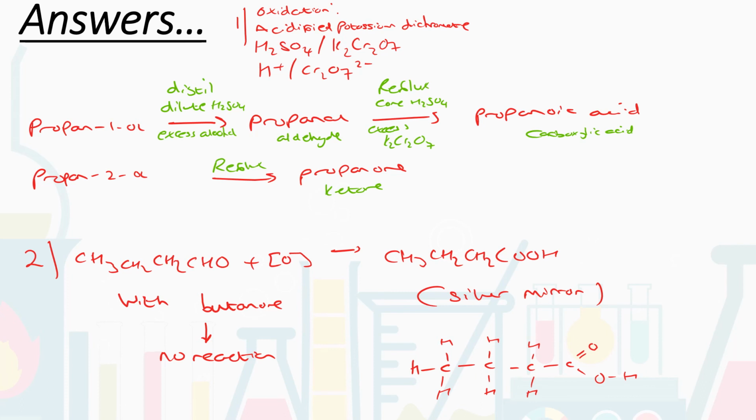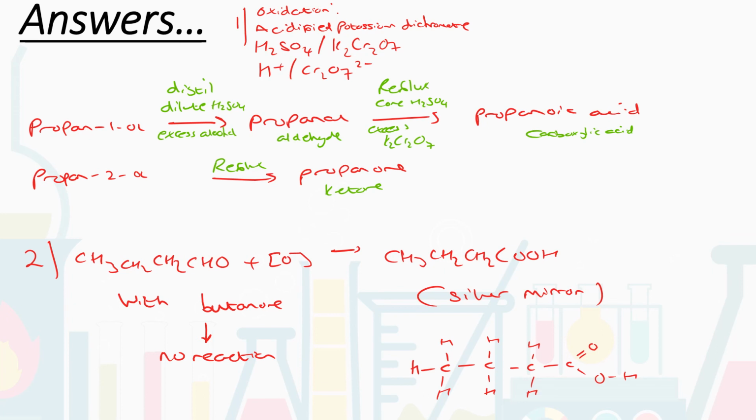For propan-2-ol, it's a secondary alcohol, so we know that we can oxidize secondary alcohols, typically just using reflux, to propanone, the ketone, but that we can't go any further because we now don't have any more available CH bonds. We have to break the CC bond, which means it's not easily oxidized.